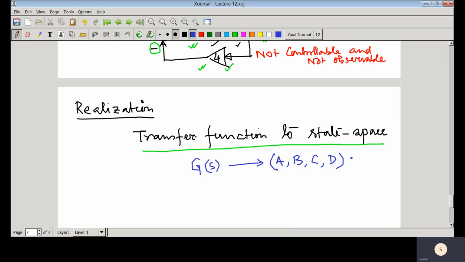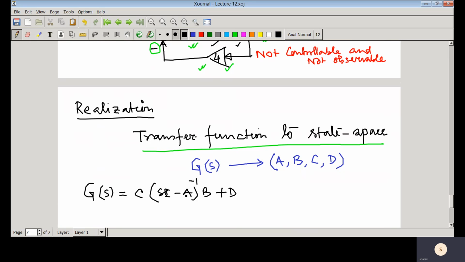So before starting that realization problem, let us discuss one important fact, because we have already discussed that an improper transfer function cannot be realized. So that means if I give you an improper transfer function, you cannot have any A, B, C, D matrices. Why? The reason is, as we all know, that the transfer function G(s) equals C(sI minus A) inverse B plus D.